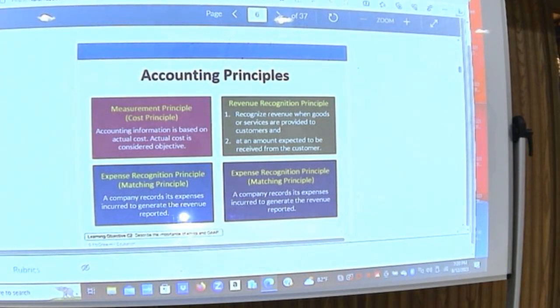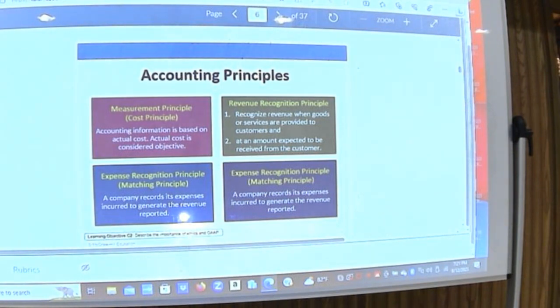And then on the right-hand side, revenue recognition principle. Revenue is just another name for sales. So at what point do we recognize revenue, or when do we recognize that that sale actually happened? And that's when whatever it is we're selling, goods or services, actually get into the customer's hand at an amount expected to be received from the customer. Okay, so revenue recognition: when our customer actually gets their goods and we record it at the actual cost.